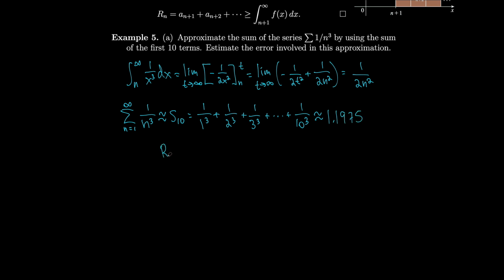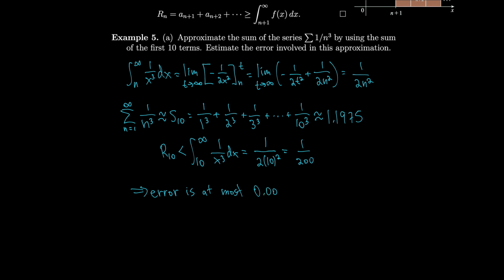So this means that our error estimate should be less than or equal to the integral from 10 to infinity of 1 over x cubed. And as we saw, the integral from n to infinity is just 1 over 2n squared. So that means that this error is going to be at most 1 over 2 times 10 squared, which is 1 over 200. So this implies that our error is at most 0.005.